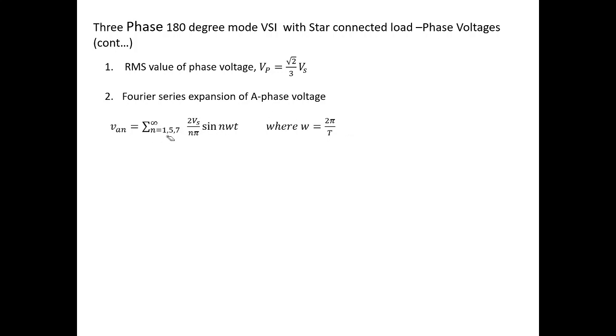Now this Fourier series contains only odd harmonics, and triplen harmonics are absent. You can see the third harmonic, 9th harmonic, 15th harmonic are absent. We have only the odd harmonics without triplen harmonics. So the phase voltage is free from triplen harmonics. This is one of the advantages. Some of the harmonics are eliminated.